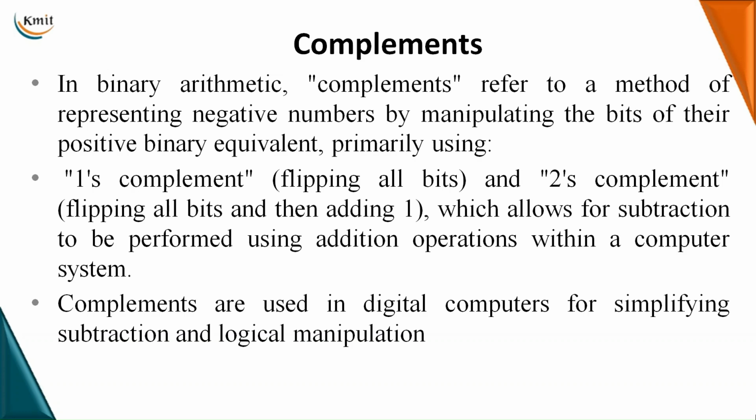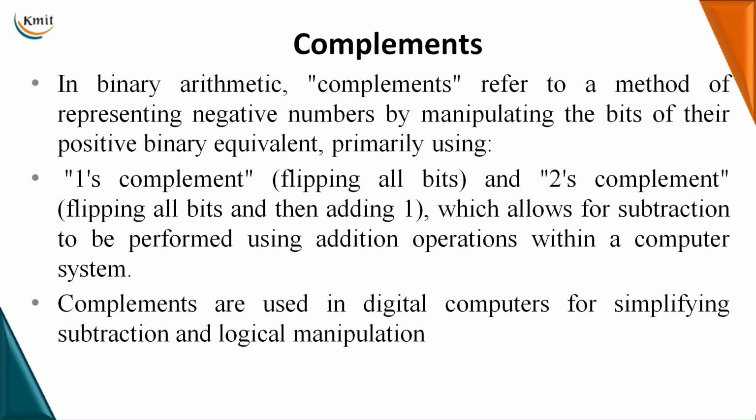But when it comes to negative numbers, how can you represent a negative number in a computer in the form of binary? There is a special method implemented in the computer to represent negative numbers, so that by looking at the bits of the particular number, the computer can understand that it is a negative number. So complement is a method of representing negative numbers by manipulating the bits of their positive binary equivalent. First, we take the positive binary equivalent of the same positive number, and manipulate its bits to become a negative number. That is done with the help of complements.